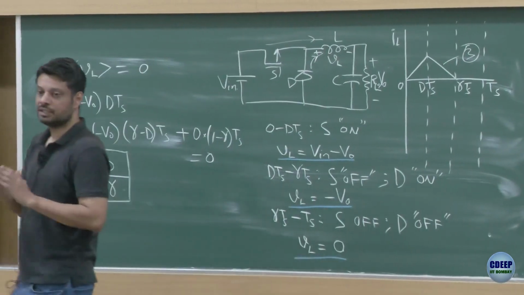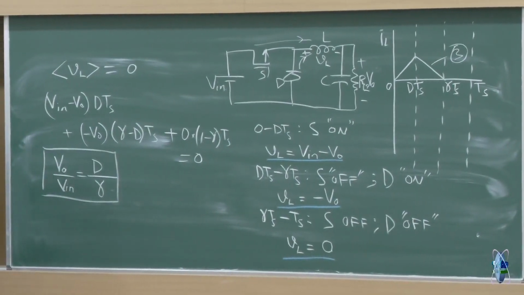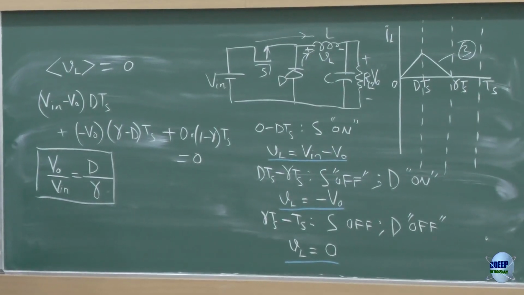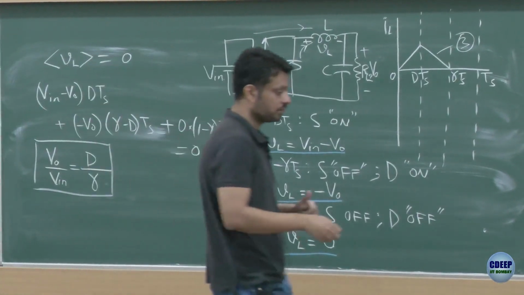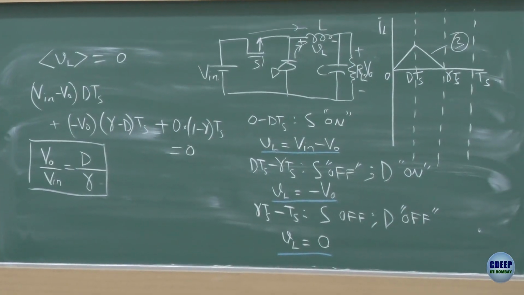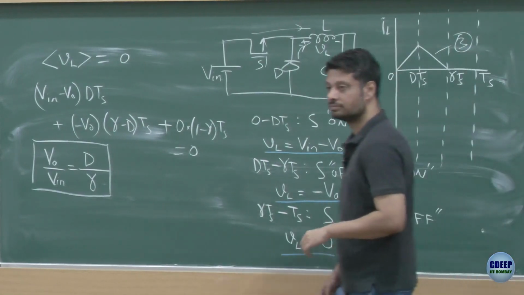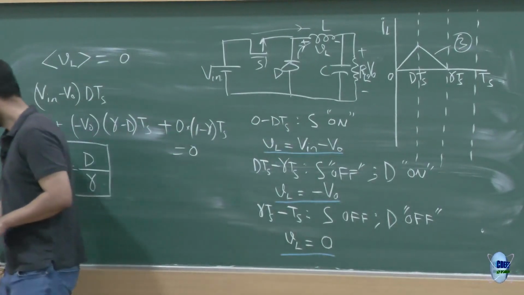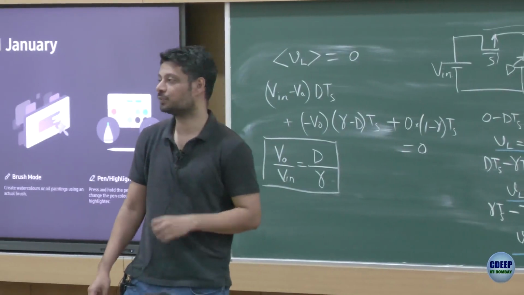While going from 2 to 3, would the output voltage change? Yes. Will it increase or will it reduce? While going from 2 to 3, will the output voltage increase or will it reduce?